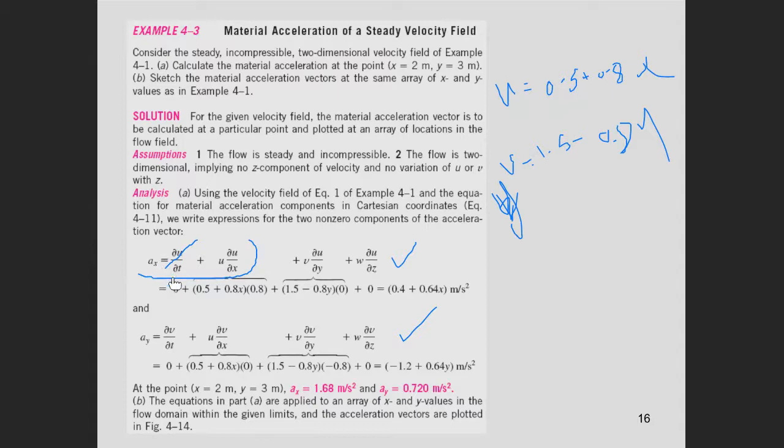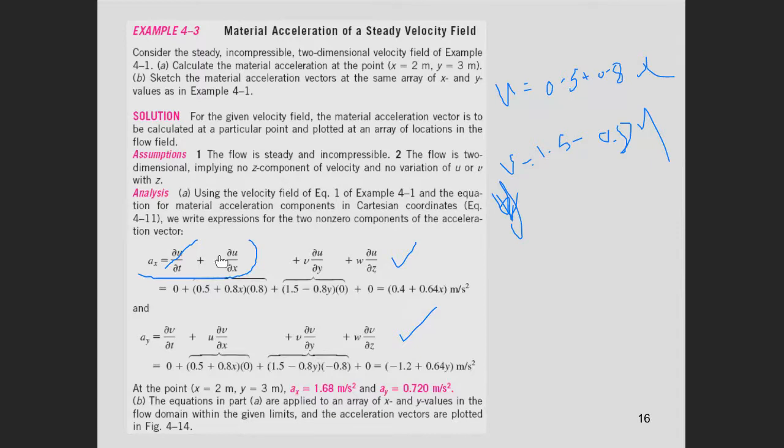Now come and apply the differentiation. Ax equal del u by del t, which is equal to 0, plus u del u by del x. This is u. So del u by del x is valid, right? It is equal to 0.8. Now del u by del y. This is u. What is del u by del y? Zero. We don't have w in the first place, but also del u by del z is equal to what, guys? 0.